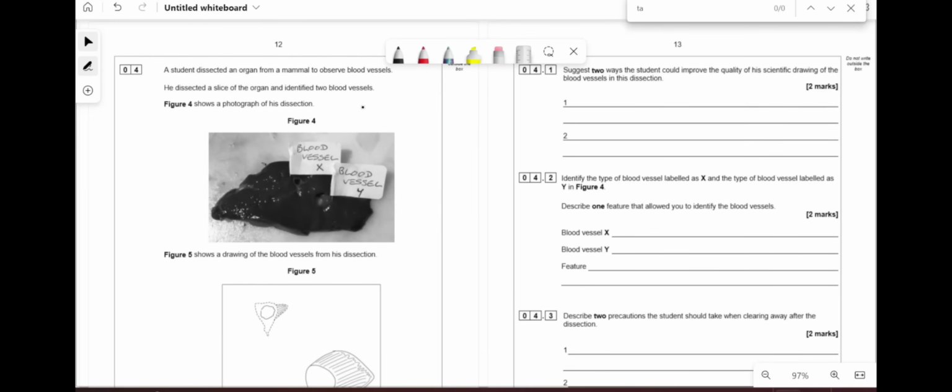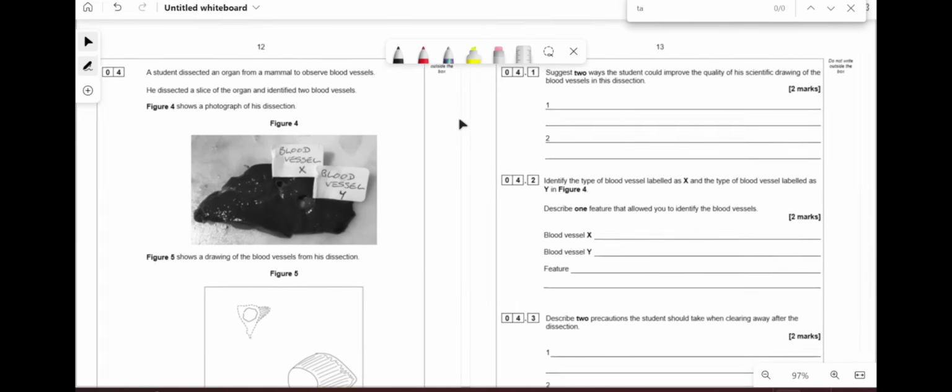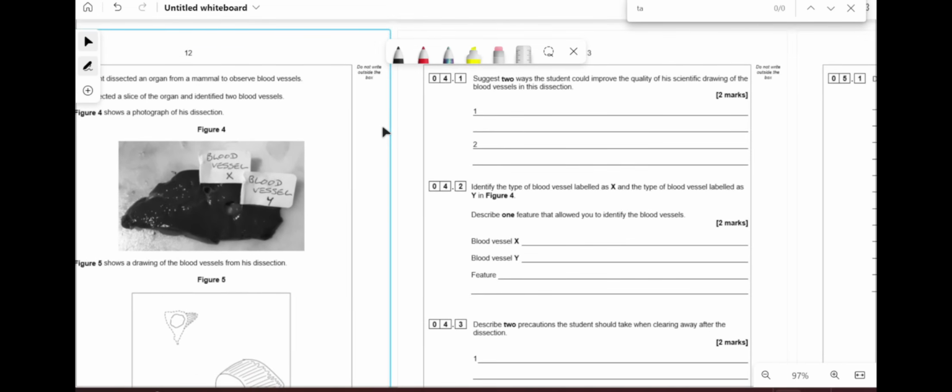A student dissected an organ from a mammal to observe blood vessels. He dissected a slice of the organ and identified two blood vessels, X and Y, and the sketch here shows these two. Now it says suggest two ways in which they can improve the quality of the scientific drawing of blood vessels in this dissection. To start off, we need to use single lines. You don't do sketching, and you make sure all the lines are joined together.